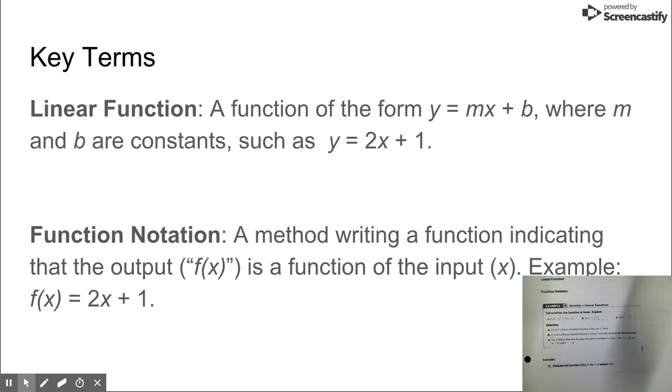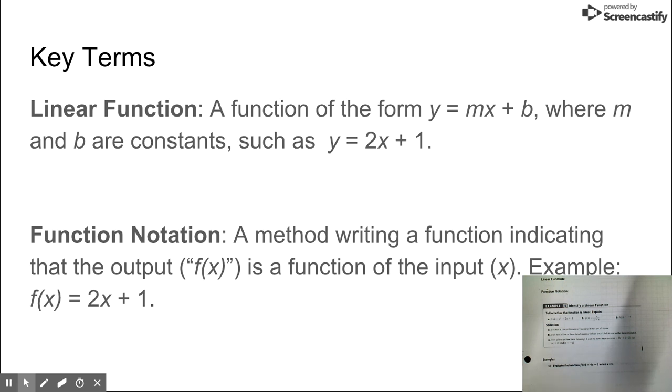A couple of key terms, and you could actually even pause the video to write these definitions down at the top of your notes page. A linear function is a function that's in the form y equals mx plus b. M and b both are constants, so this would look like y equals 2x plus 1. Later on, we'll find other forms of a linear equation, but for purposes of function, we're going to say a linear function is defined as y equals mx plus b.